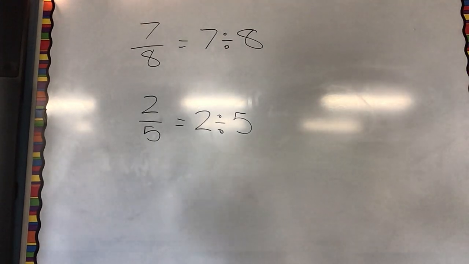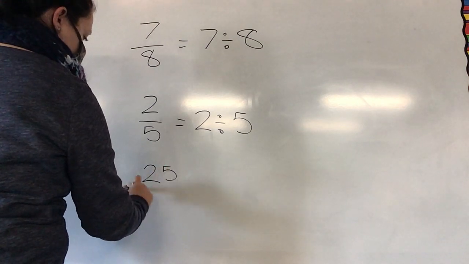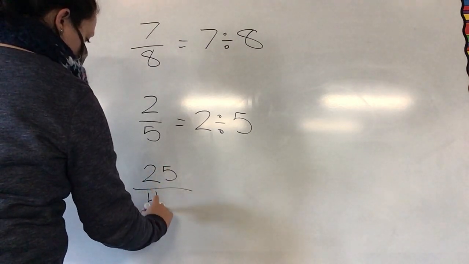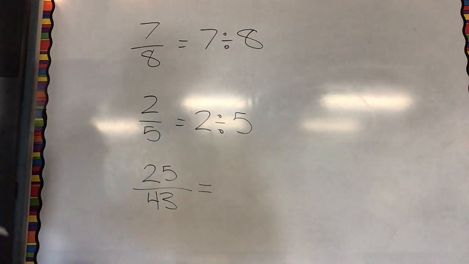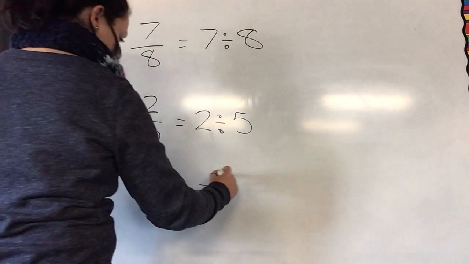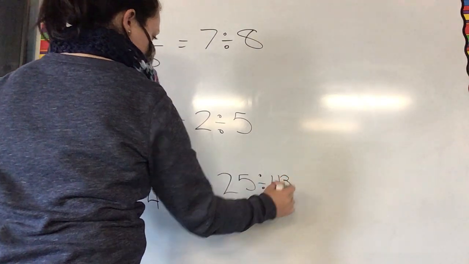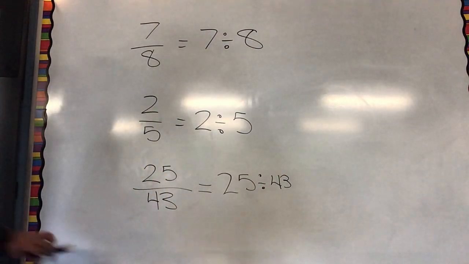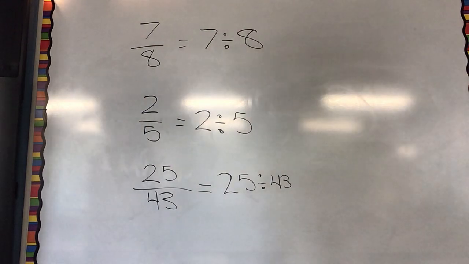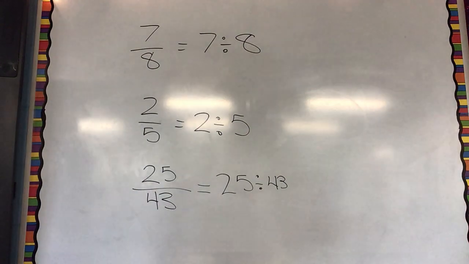In your math notebook, guys, not just sitting. What if I have 25/43? What would that be as division? 25 divided by 43. Very nice. We just want to show how fractions are division. That's what they are, okay? Now, when we're doing 7 divided by 8 here, am I going to have a whole number as an answer? No, my answer is going to be smaller than a whole number.